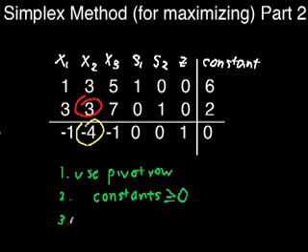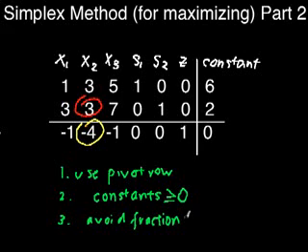Number 3, try not to use row operations with fractions. If you have to do 1/3 R1 plus 1/2 R2, change it to 2R1 plus 3R2. This combination of row operations is called pivoting.